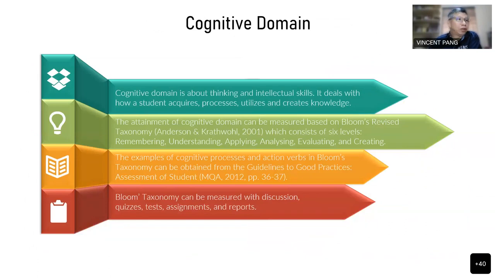Okay, let's look at the first domain, cognitive domain. Cognitive domain is about thinking and intellectual skills, deals with how students acquire, process, utilize, and create knowledge. So this is about knowledge and about processing of knowledge.